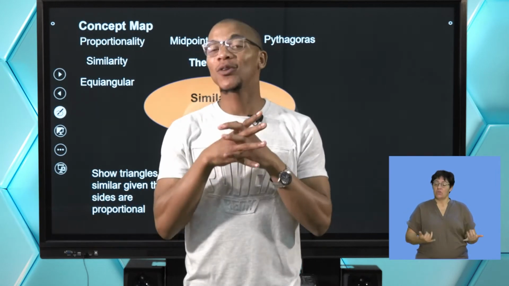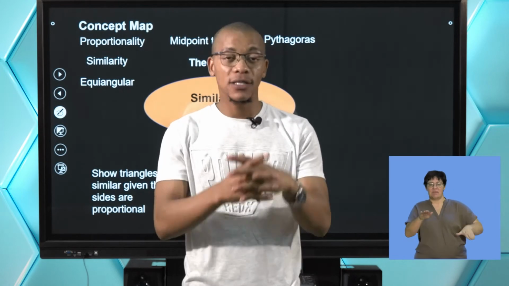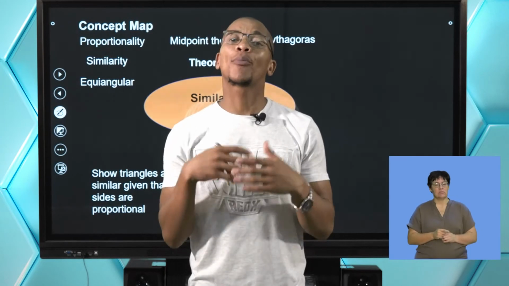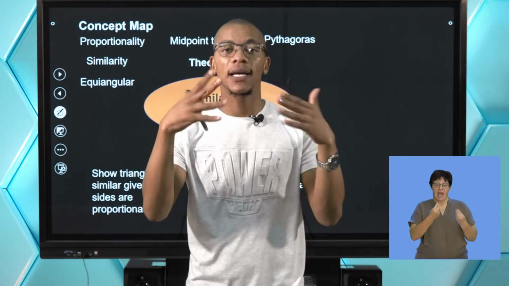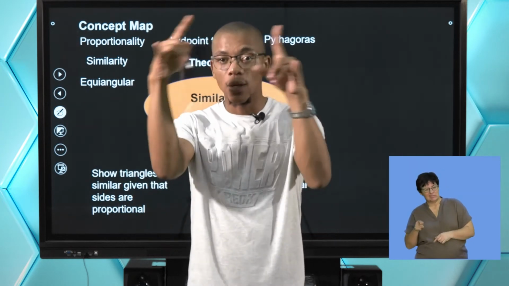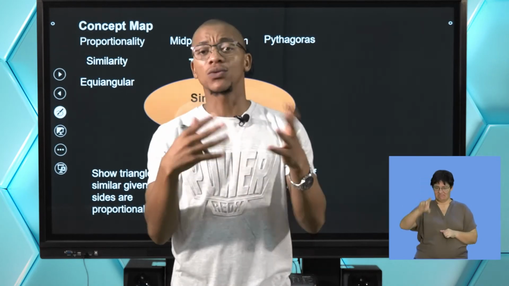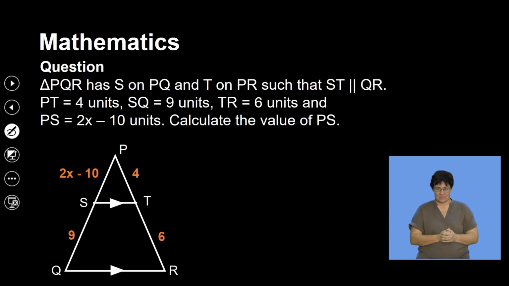Right now we are still looking at some similarity calculations, specifically some riders, right? So the next question will have to do with the proportionality theorem, when I have one side parallel to the third side of the triangle, which will then cut the other two sides in proportion, right? But let's just see how to solve these questions. Now here they say triangle PQR has S on PQ and T on PR, such that, what is important, ST is parallel to QR. You can see with the arrows there, right?